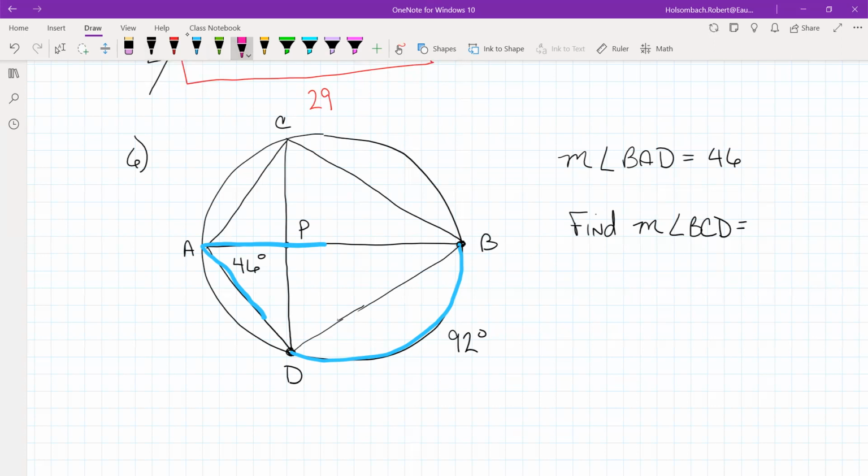So here's the angle that they're asking you for, BCD. We'll look at angle BCD. Doesn't it intercept this same arc right here? So that makes its measure half of the 92, doesn't it? So the measure of angle BCD is congruent to 46, which is 46. Two inscribed angles that intercept the same arc have the same measure.